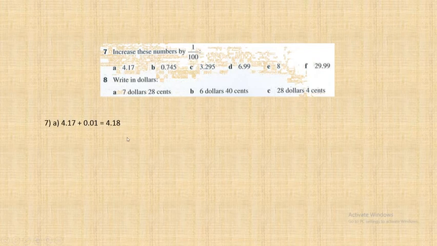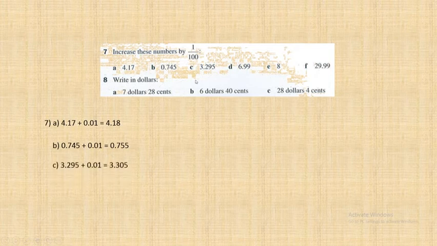And question number B, it's 0.745. I will add 0.01, which is going to be 0.755. And question number C, it's 3.295 plus 0.01. I will add 1 to the 9, so it's going to be 10. Oh, but I cannot write down 10, 2 digits in one place. So it's going to be 0 and carry up 1. So I will carry up 1 to the 2, so it's going to be 3, and the 9 is going to be 0 here, and the 5 is going to be the same. So it's going to be 3.305.